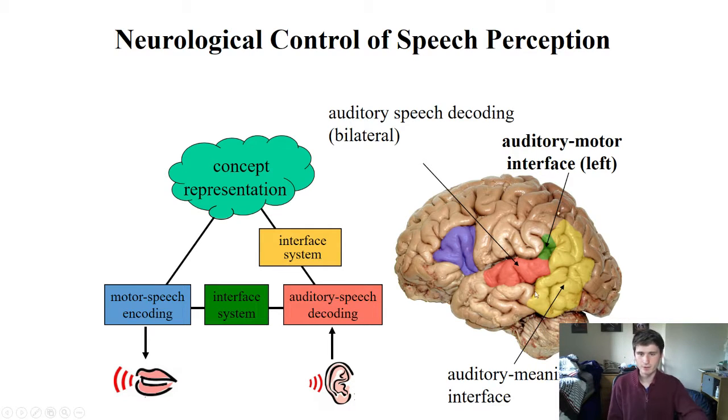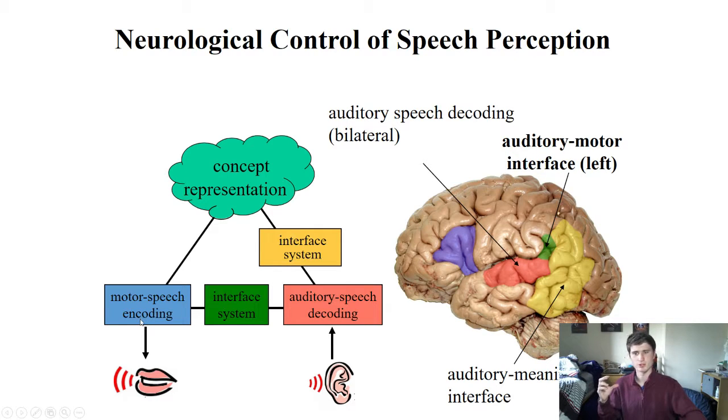Basically, in this diagram, there's interfaces between our different important parts. So parts of speech. There's the concepts, so what you want to say. You've got your auditory speech decoding, so this is like your understanding of speech. And there's motor speech encoding. So decoding is like you're hearing something and you're trying to decode it. You're trying to figure out what it means. That's this red part.